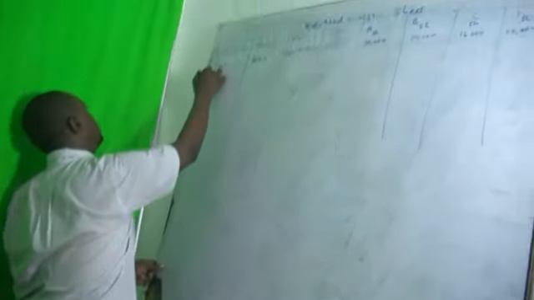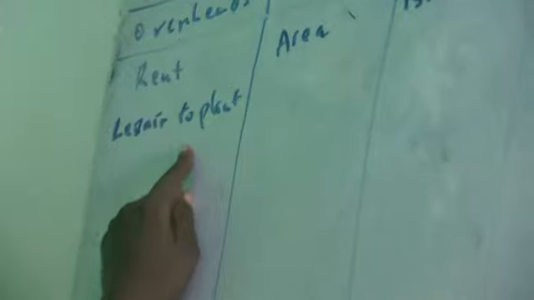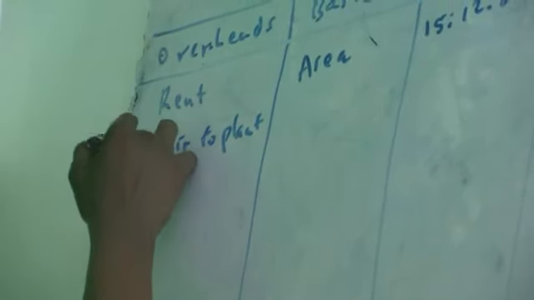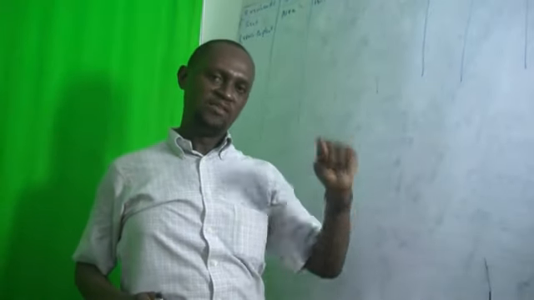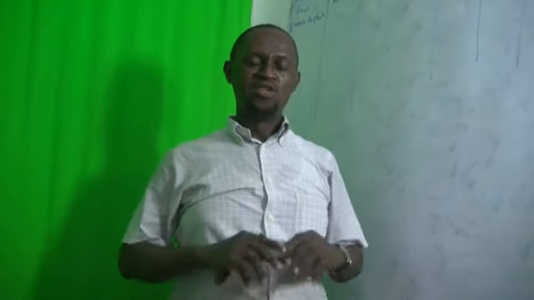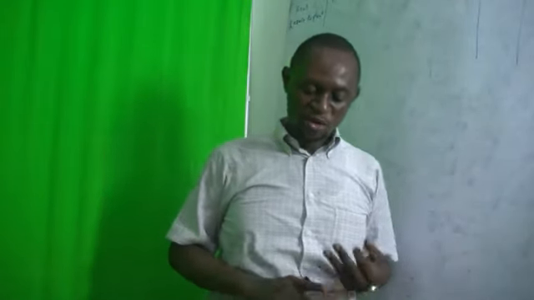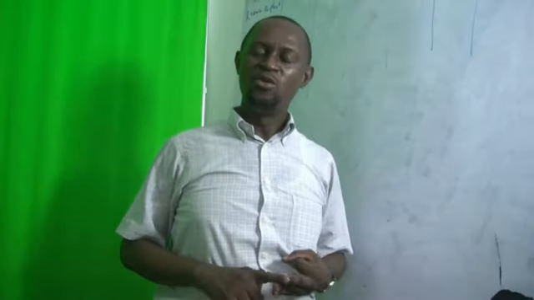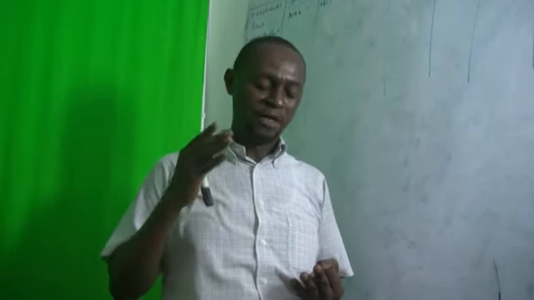Now the second overhead is repair to plant. Now, which basis are we going to use to reapportion this overhead? I've said that the choice of basis to reapportion the overheads is normally a matter of judgment and common sense. You just need to look at the bases given by the examiner. Don't go outside what the examiner has given you. In this case, we only have 3 to choose from: the area, the number of employees, and the value of plant. Whenever we come across any overhead in this question, those are the bases we need to pick from. You will pick one from the 3.